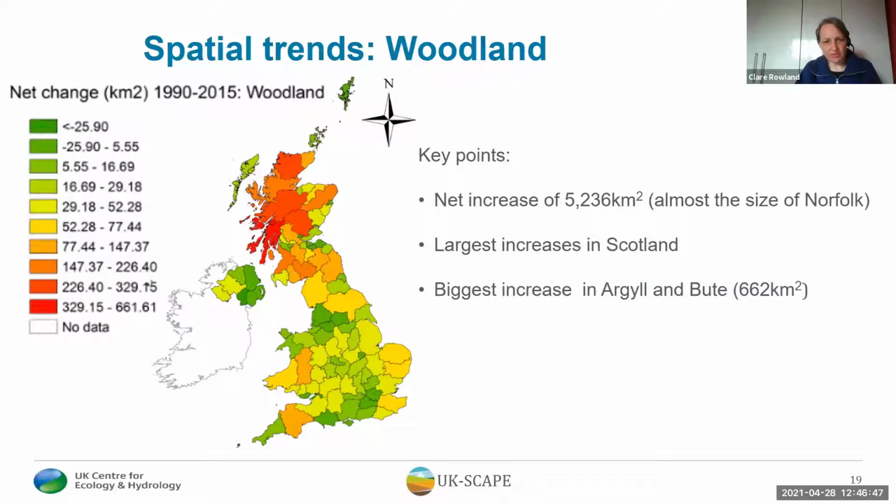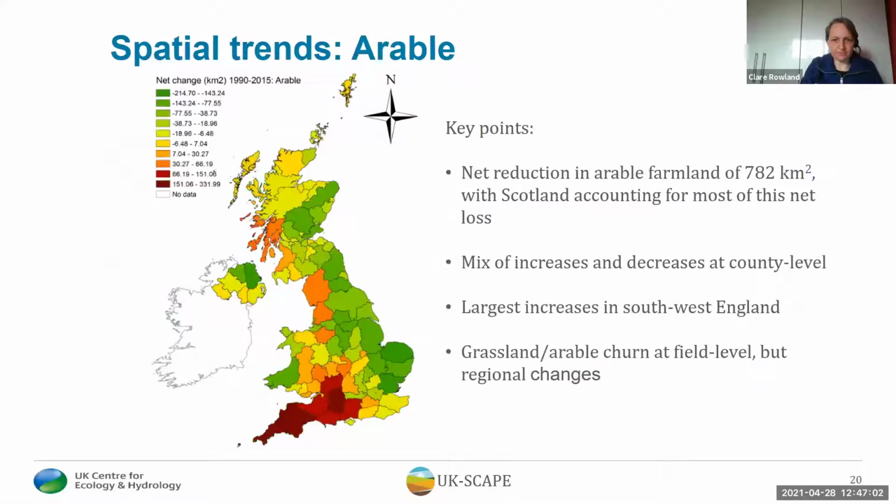We see increases of woodland, most significantly in Scotland, and these are big coniferous plantations in Scotland, but we do get increases across most counties across England and Northern Ireland. We've got the change in arable as well. So this is mainly a slight decrease in Norfolk and Lincolnshire, and an increase sort of down in Cornwall and Devon.